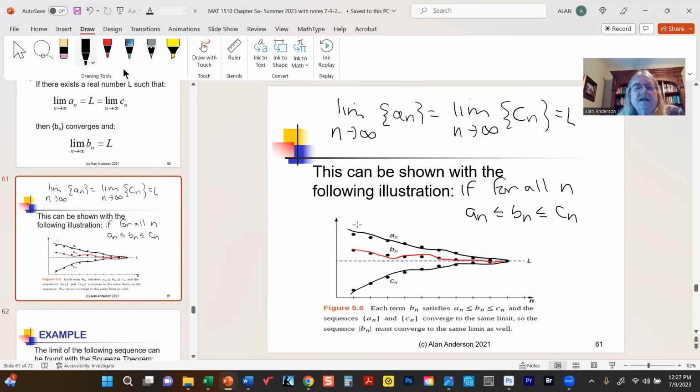Then it must be the case that the limit of B of n is also equal to L. Now, how does this help?